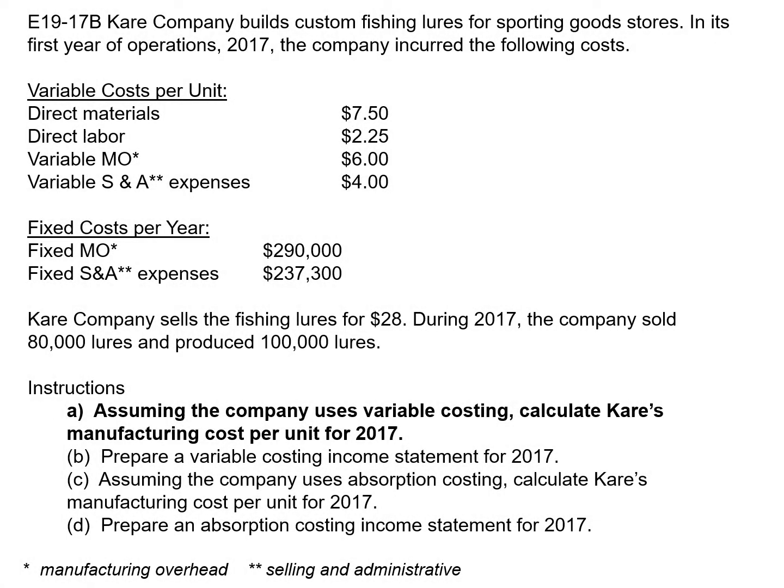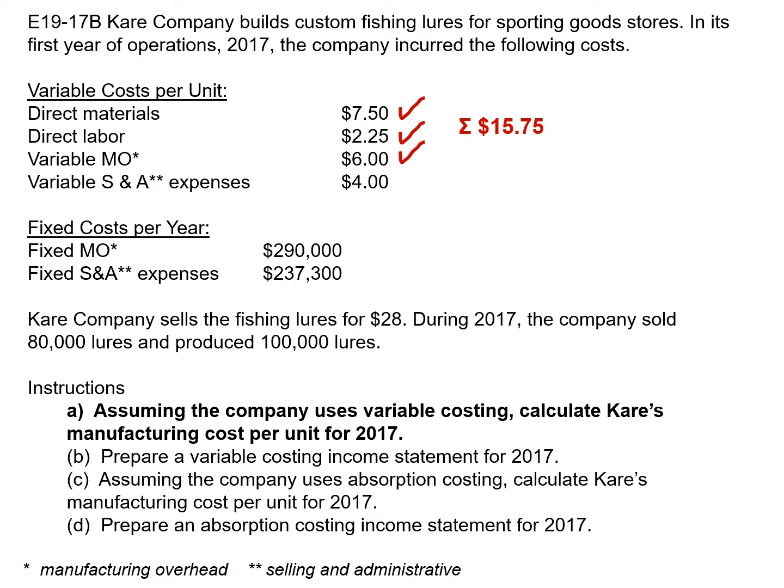The first thing we need to do is determine the manufacturing cost per unit under variable costing. We would include direct materials, direct labor, and variable manufacturing overhead. So the manufacturing cost per unit is $15.75. The next thing, or part B, we need to go and calculate a variable costing income statement.